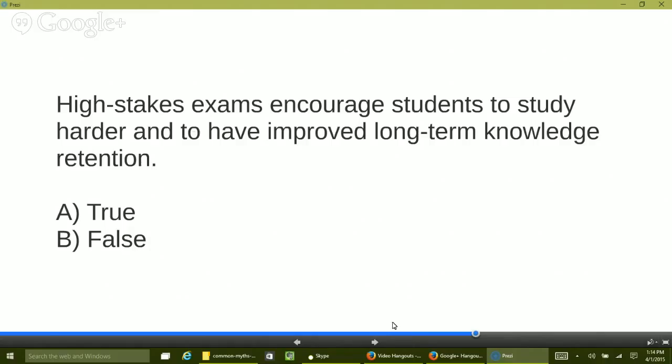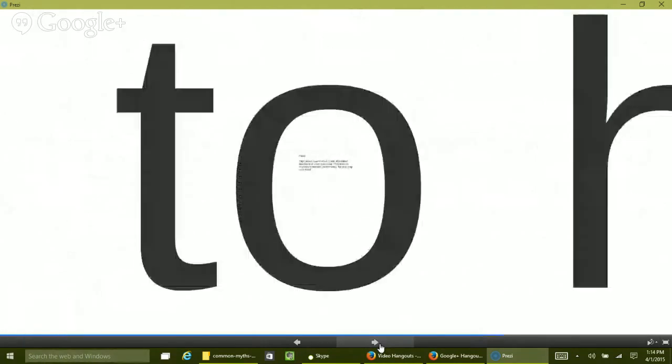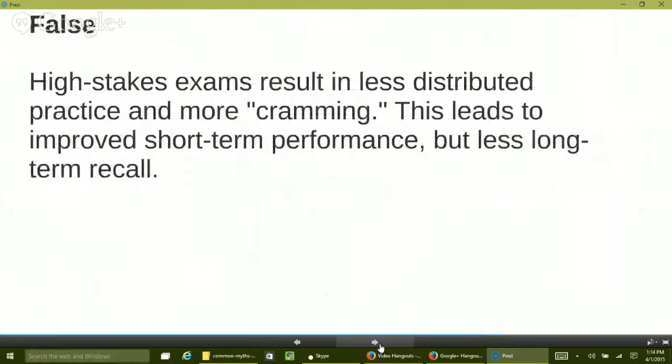Well, okay, it's kind of consistent with the low stakes testing one. So yes, it is in fact false. And basically the argument is, if there's high stakes exams, people tend to cram and you don't have as much distributed practice. They do better in the short term by cramming, by spending a large block of time right before exams, but they don't remember much of it later. Most of the material is forgotten very quickly.